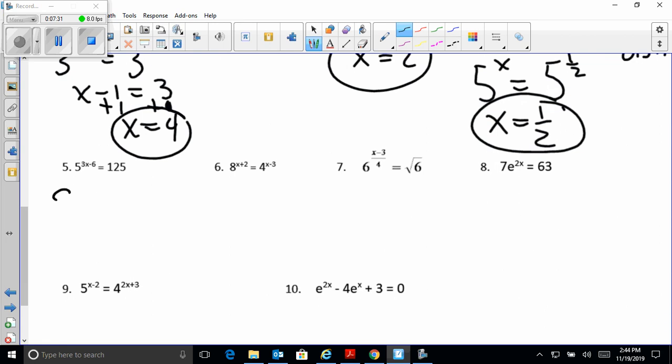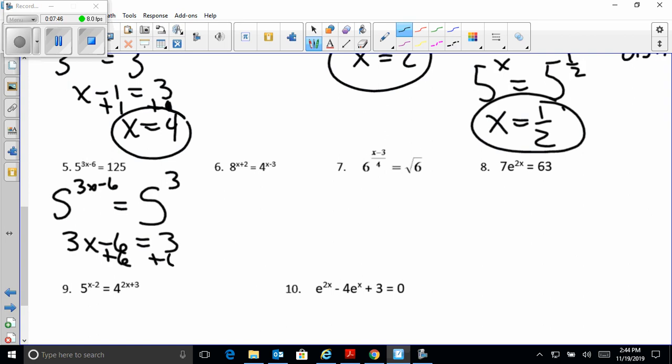Number 5, can I write 125 as base 5? Yes, 5 to the 3rd. Then I can just set these equal to each other, my exponents. That is my one-to-one property. Then I can solve this. And x is equal to 3.